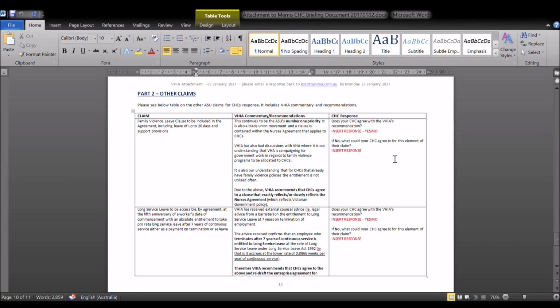In relation to anything to highlight, we have had a number of questions on the long service leave claim, which is here. Long service leave has been a long-standing issue for community health centres for a number of years, and it previously was sorted, but it has reared its head again as a result of the introduction of the Fair Work Act 2009.